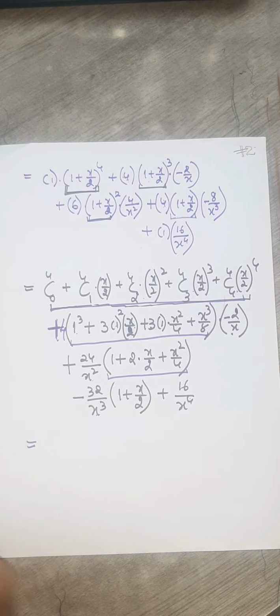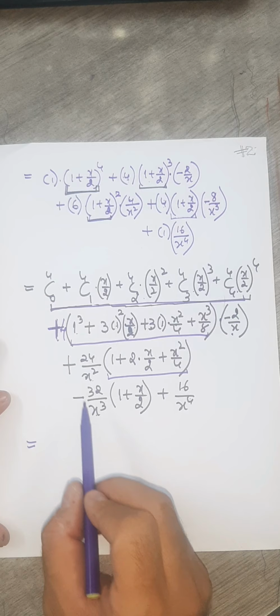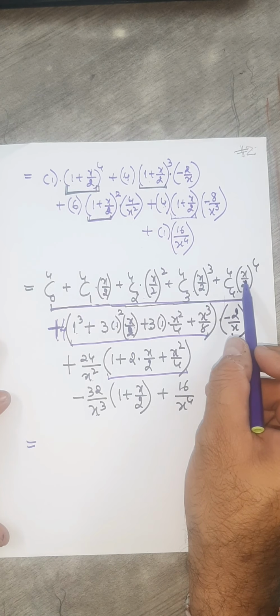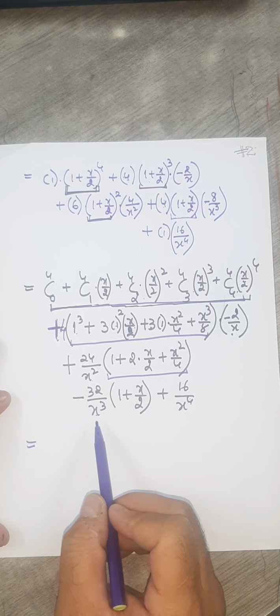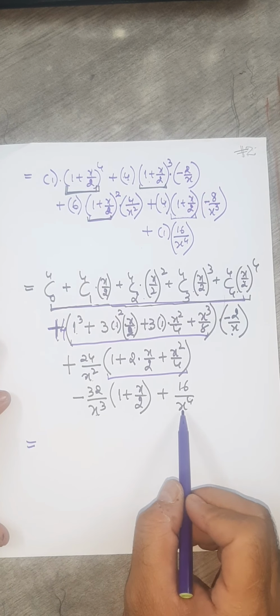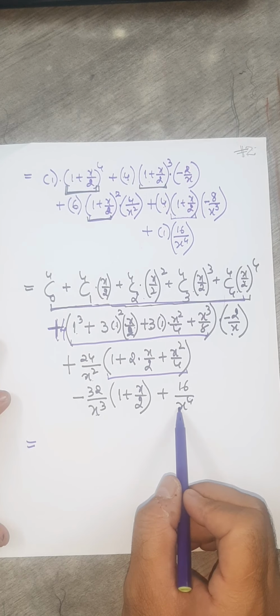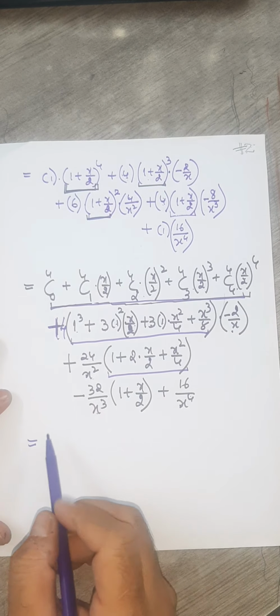Remember, how do we express this? Remember, in powers of x. You start with the highest power of x, which will be x raised to 4, and the lowest power is 1 upon x raised to 4. Remember. So this is the first term, and then you just need to simplify.